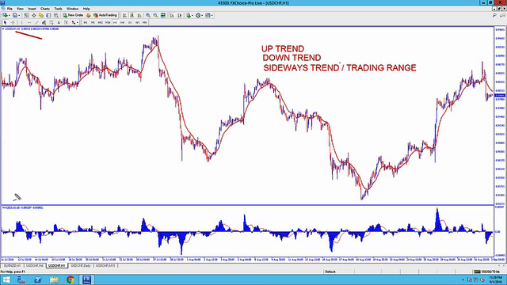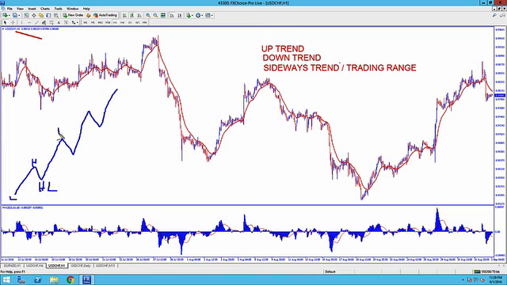An uptrend is considered a market that makes higher highs and higher lows. Higher highs, higher lows, higher highs. What does that mean? So this is a low and this is a high. This is a higher low. That establishes the beginning of a trend.